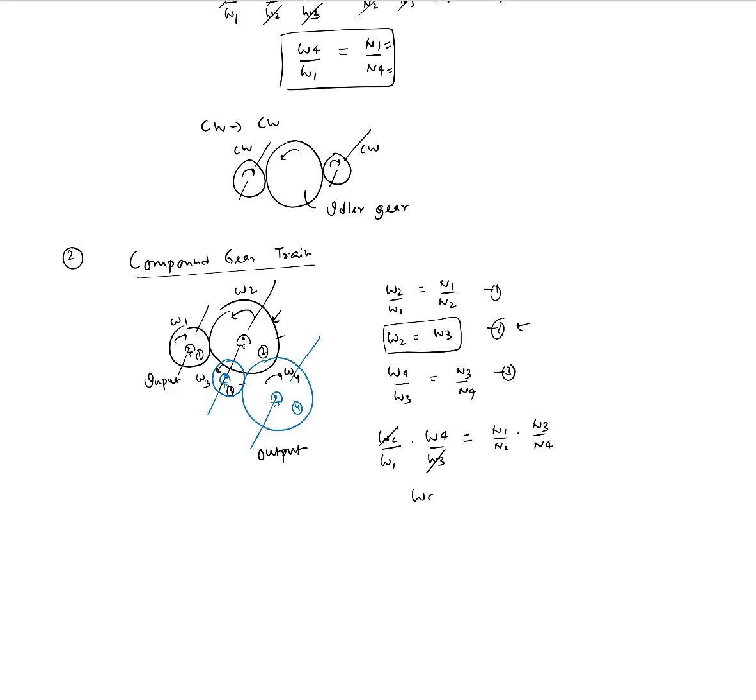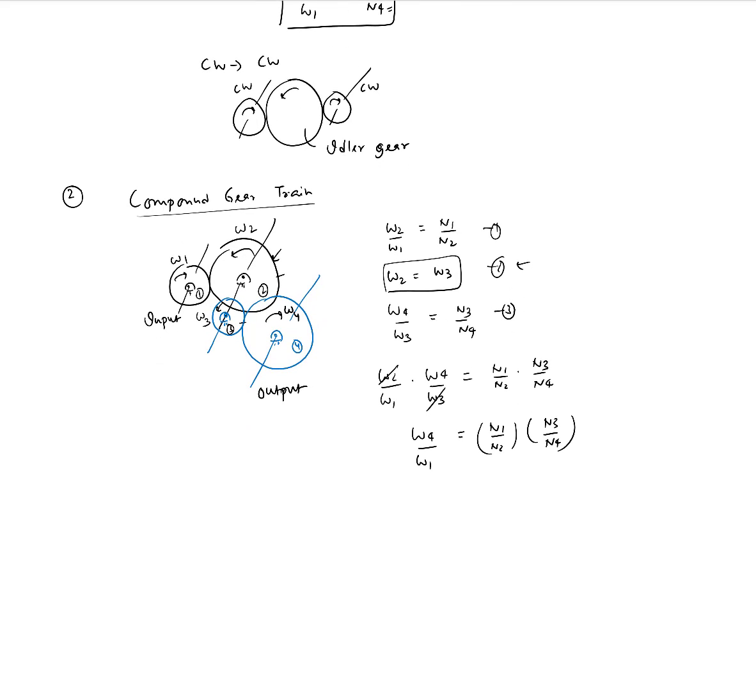So what do we get? We get omega 4 divided by omega 1 equal to n1 over n2 times n3 over n4. Now what's n1 over n2? It is the teeth ratio between gear 1 and 2. Clearly, since gear 1 is smaller than gear 2, this would be less than 1. So let's say this is a factor of 1 over 10. And between n3 and n4, let's say this is a similar factor, 1 over 10. So we get 1 over 10 times 1 over 10. That's just an example. We get omega 4 over omega 1 is equal to 1 over 100. So that's the gear ratio.